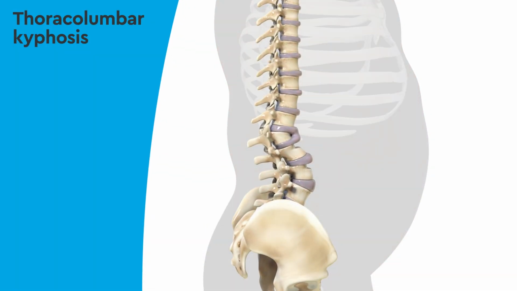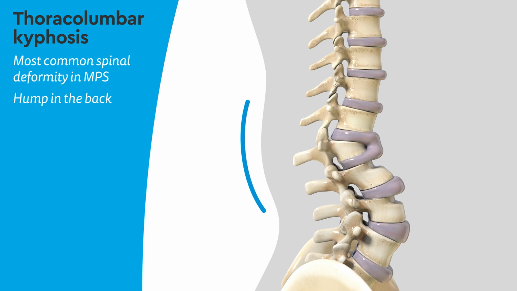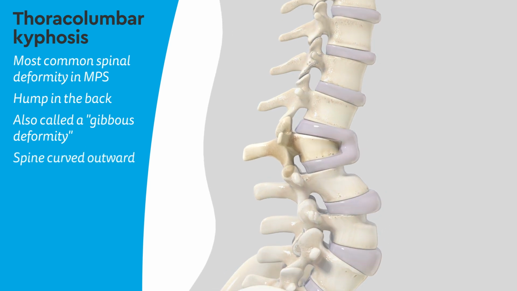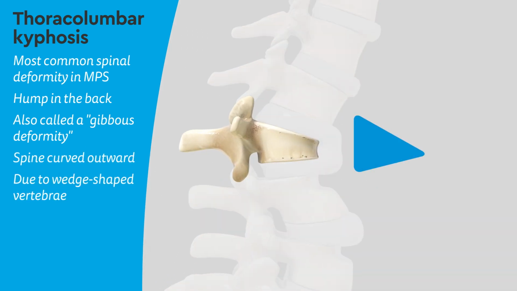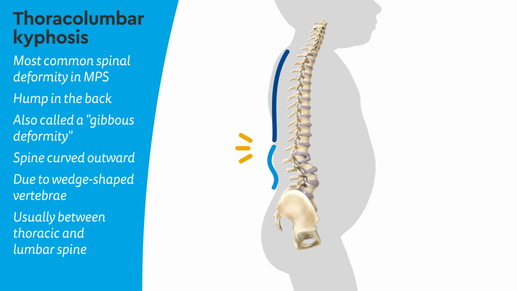Thoracolumbar kyphosis is the most common spinal deformity in MPS and looks like a hump in the back, sometimes called a gibbous deformity. This is caused by an outward curvature of the spine due to one or more of the bones in the back, called vertebrae, being wedge-shaped, usually in the area between the thoracic and lumbar spine.